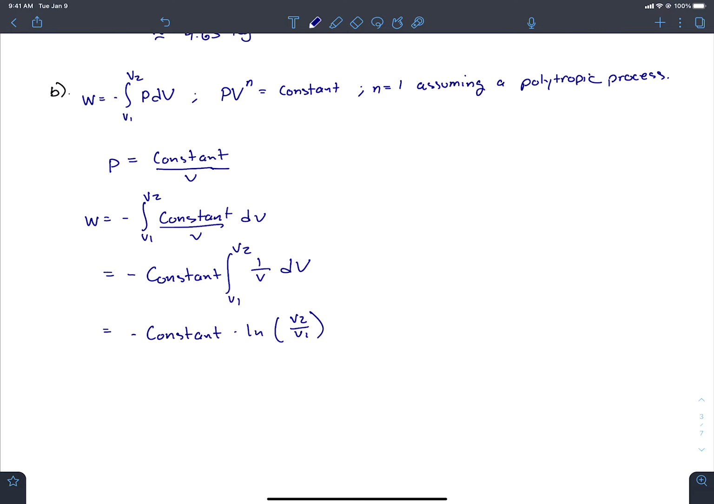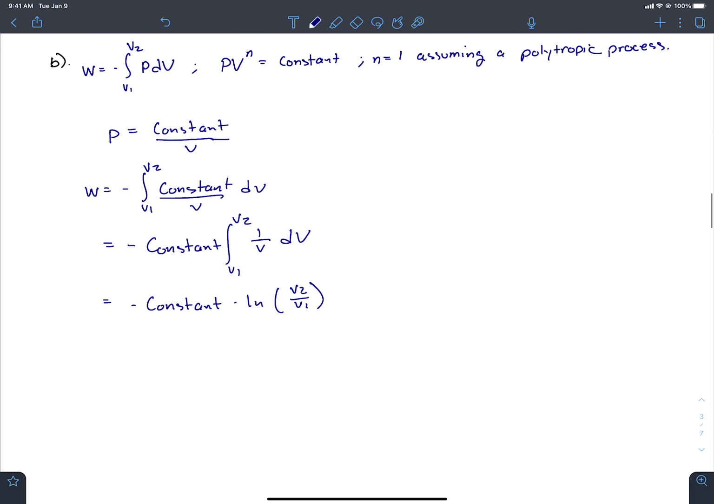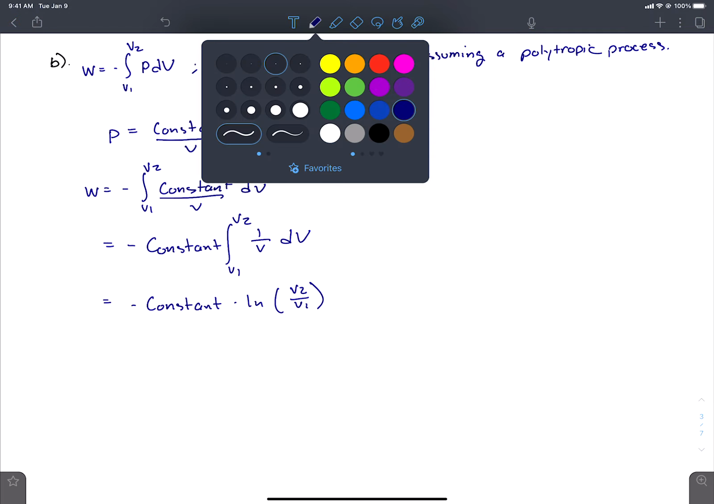And I think it's in your textbook, I forgot which chapter it is, but they list out all the different exponents of N and then what the respective work equation is, but I just did it longhand for you all to see. Okay, so now the issue is we need to solve for V2.